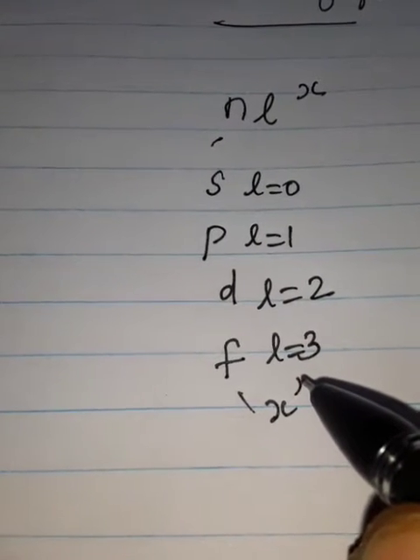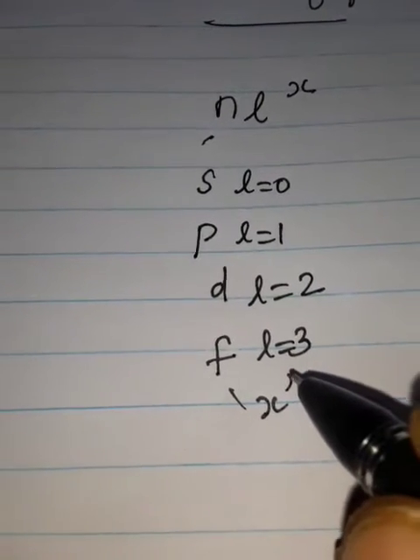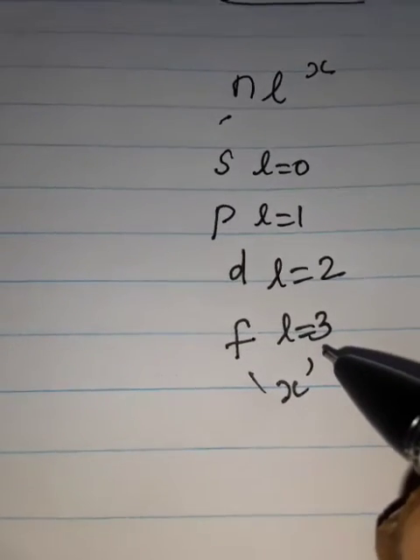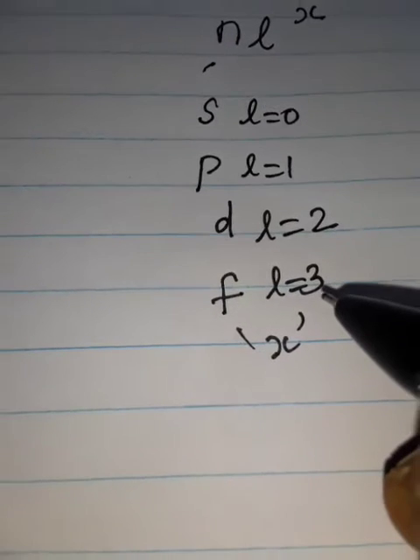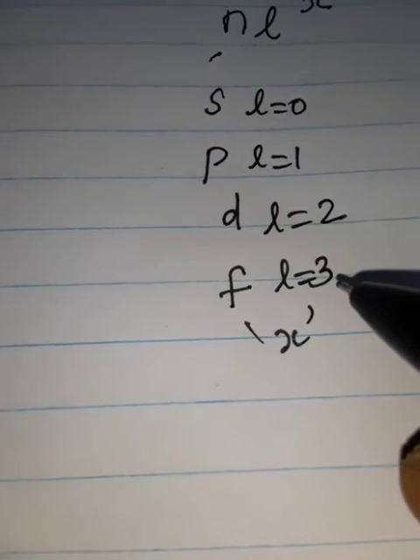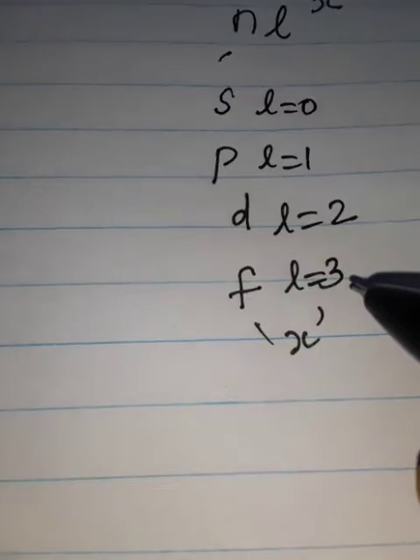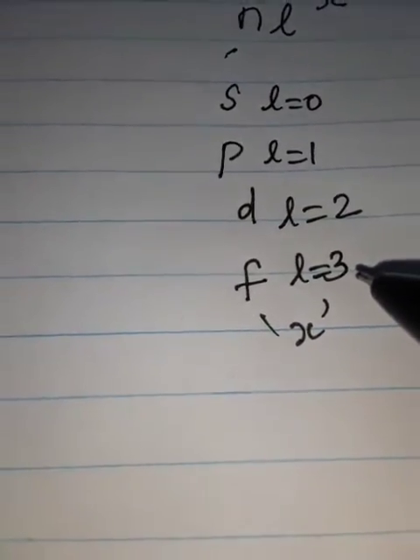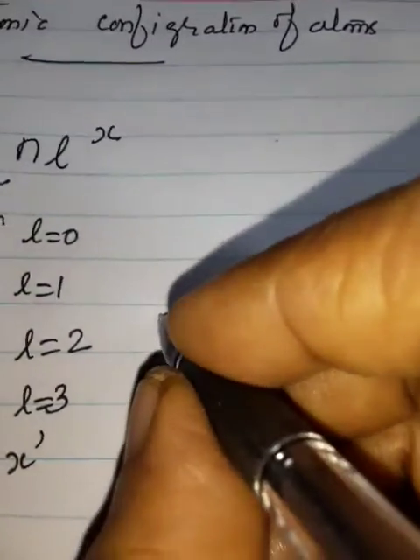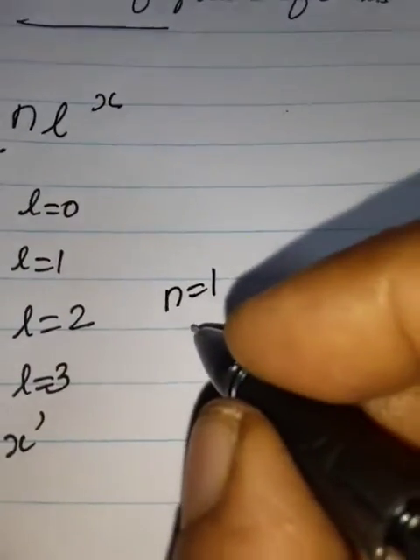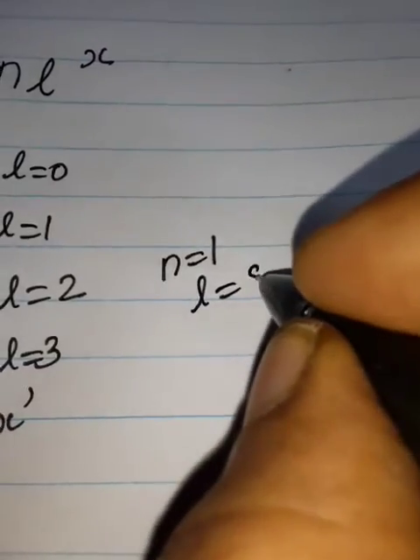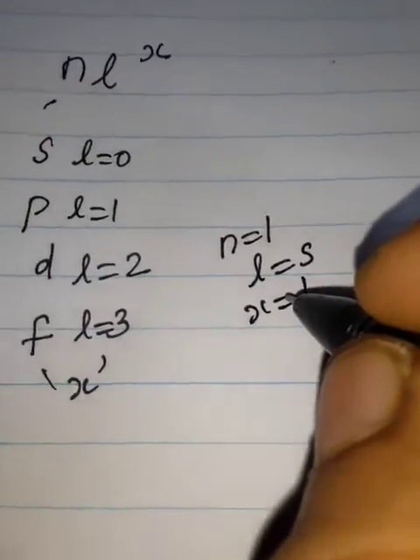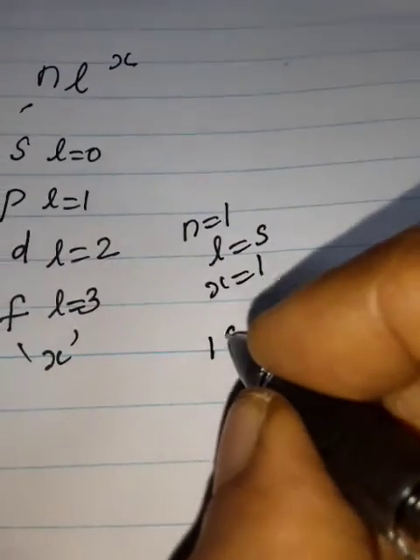Now we are going to learn some examples. Consider the hydrogen atom, which has only one electron. It is the first element of the periodic table, having atomic number 1. So it occupies the lowest energy level, according to the Aufbau principle. n is equal to 1, the principal quantum number, having only one electron, so l is equal to s. Then x is equal to 1, the number of electrons. So the electronic configuration is written as 1s1.